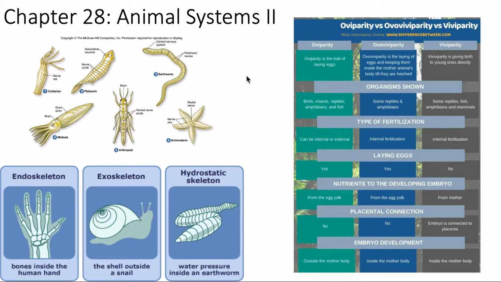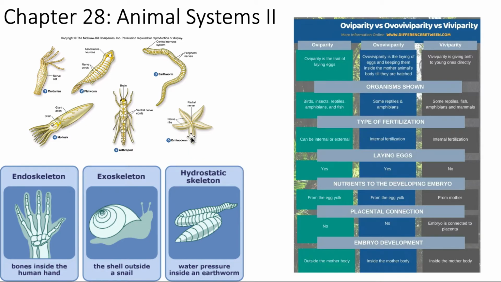Going into animal systems again, we're going to talk nervous system. These are different cephalization, or pretty much just nervous systems of animals. You have a cnidarian here, which is a hydra. It's going to use a nerve net. A platyhelminthes uses nerve cords. Earthworms have peripheral nerves and a central nervous system. So you get this cephalization, which is this collection here. You get mollusks here, which actually have a brain and a little bit more branching. You have arthropods, with a ventral nerve cord here.